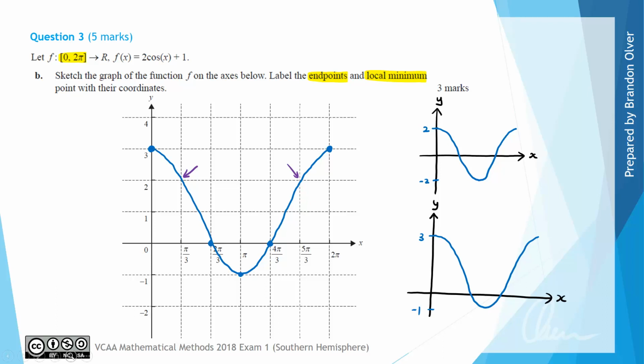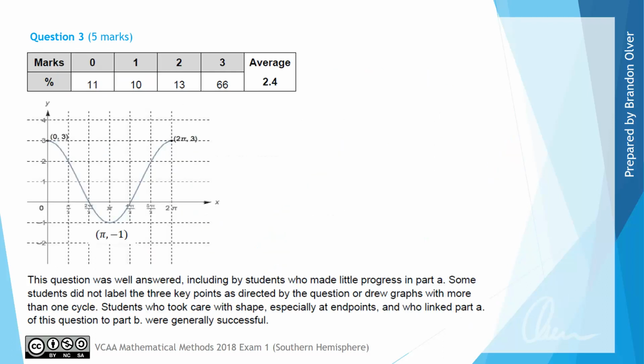Now, just before we finish up, we need to label those points with the coordinates that were asked for. So this endpoint is at 0, 3, and this endpoint is at 2 pi, 3, and this minimum is at pi, negative 1. And now it didn't ask for the x-intercepts of this graph, but they should be shown where the location is accurate.